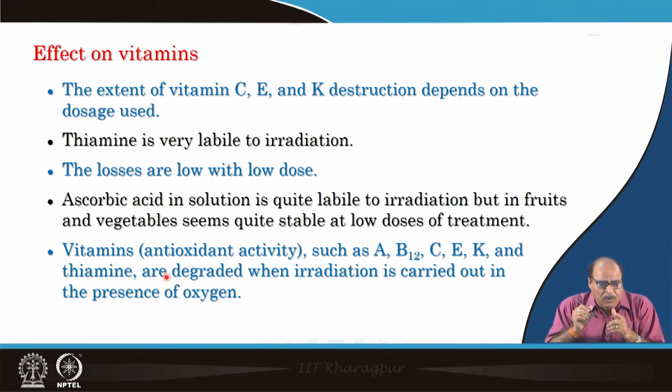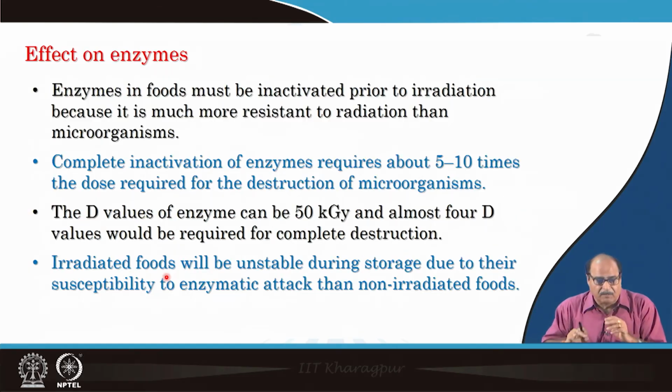As for the effect on vitamins, the destruction of vitamins C, E and K depends on the dosage used. Thiamine is very labile to irradiation, even with low doses. The ascorbic acid in solution is quite labile to irradiation, but in fruits and vegetables it seems quite stable at low dosage of treatment. Vitamins which have antioxidant activity, such as A, B12, C, E and K, and thiamine are degraded with irradiation when it is carried out in the presence of oxygen.